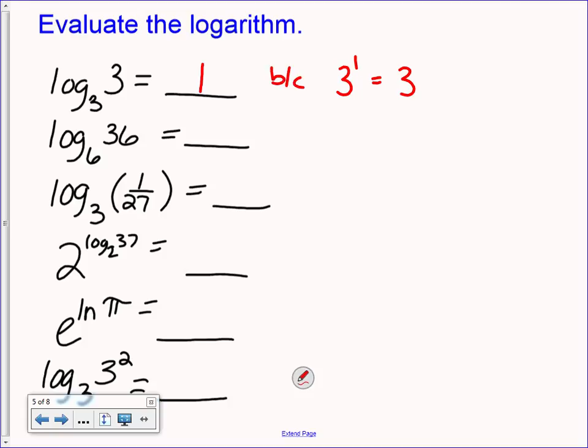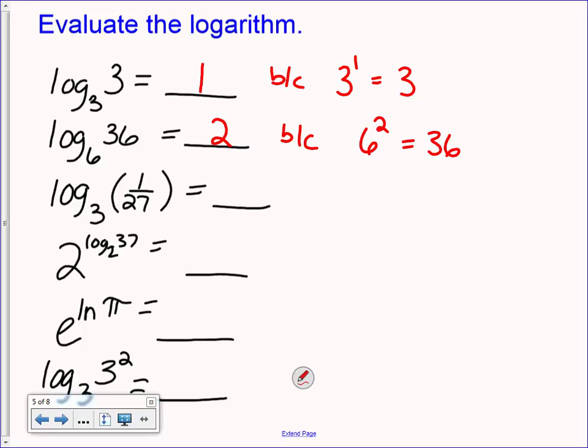All right, the next one, log base 6 of 36. Well, that would equal 2, because 6 squared equals 36. Remember, the logarithm is equal to the exponent.